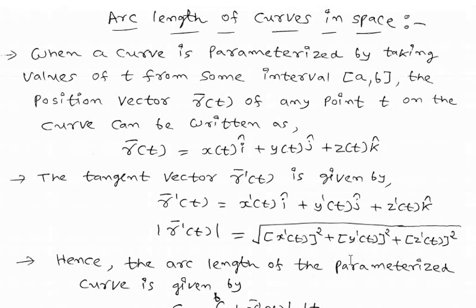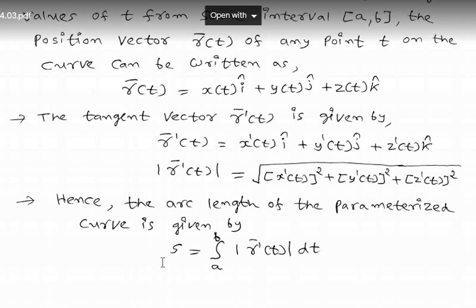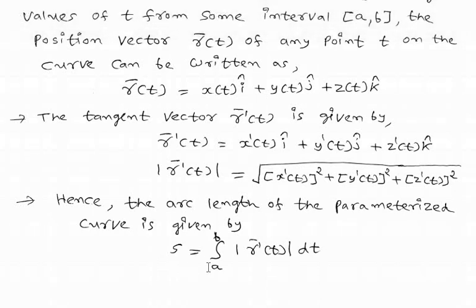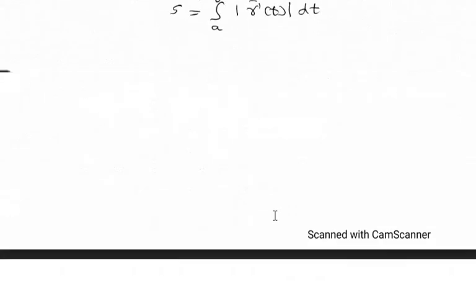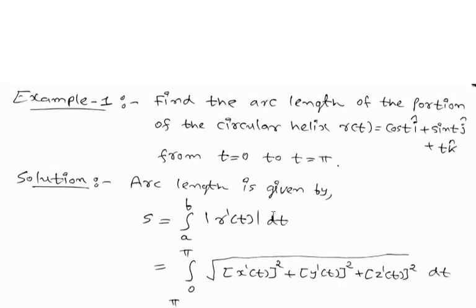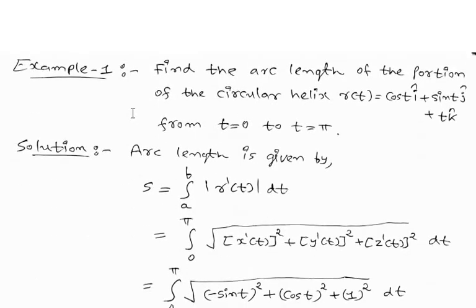Hence the arc length of a parameterized curve is given by s equals the integration from a to b of the modulus of r bar dash t dt. If the curve is given to you in parametric form, then this is the formula to find its arc length. How? I will make you understand with the help of an example.